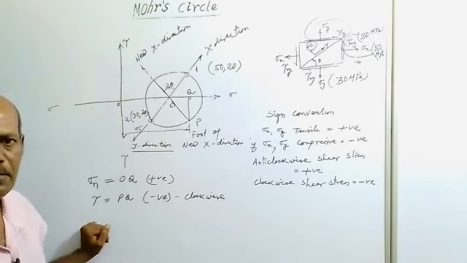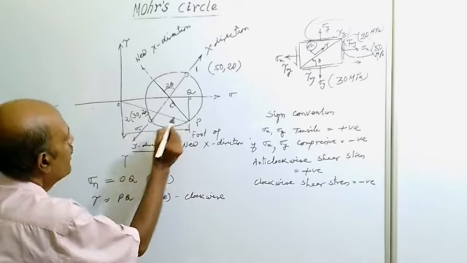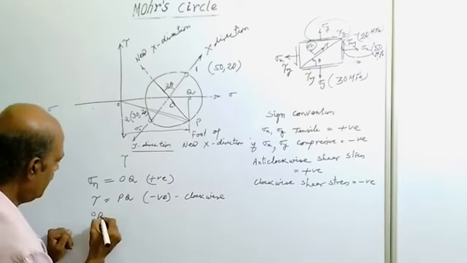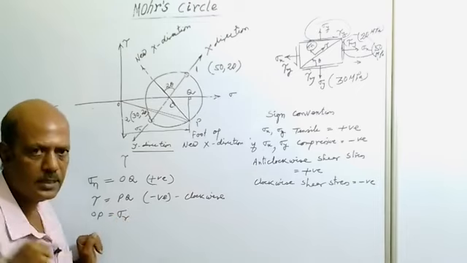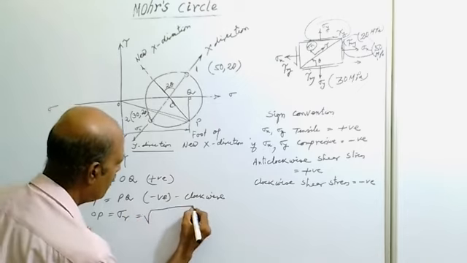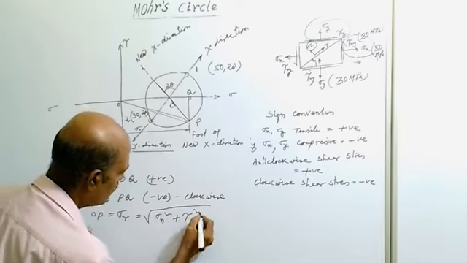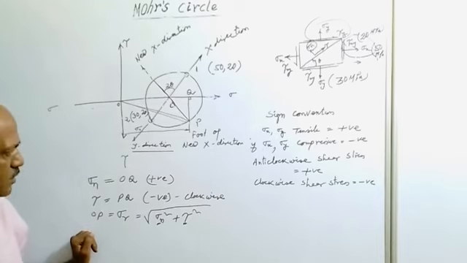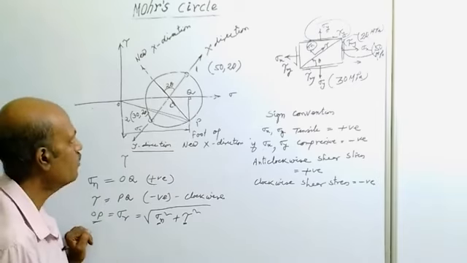So we have got sigma n value, we have got tau value. Now join O to P. This distance O to P will give you sigma r value, that is the resultant stress on the inclined plane, and analytically it will be root over of sigma n square plus tau square. So sigma n and tau are the stresses on the inclined plane. So what will be the resultant stress? Root over of sigma n square plus tau square. So that is given by distance OP.